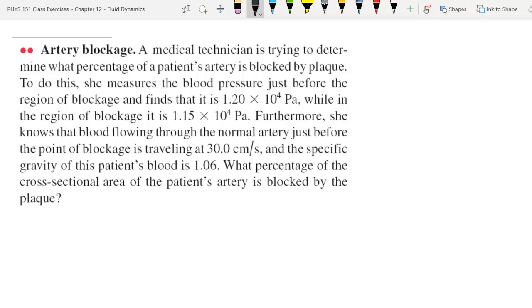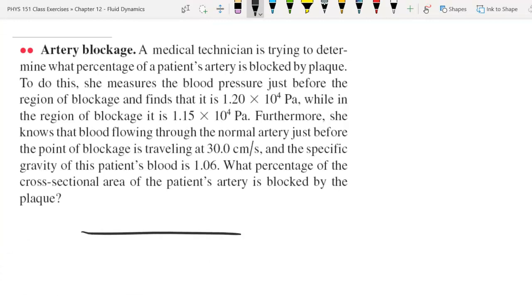Okay, here we have an artery which is blocked, and we have some pressure measurements. We know something about the density and speed of the blood flowing when it's not blocked, and we want to find out how much of the artery is blocked, what the blockage percentage is here. So let's draw a figure and write out what we have known to us.